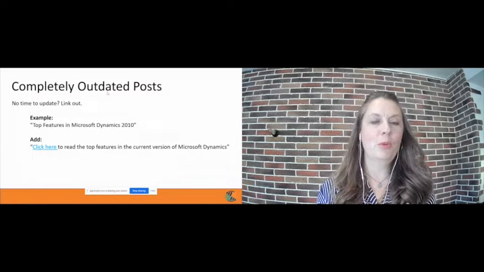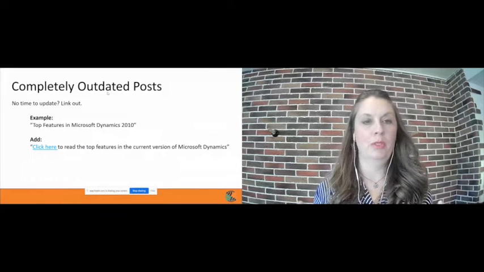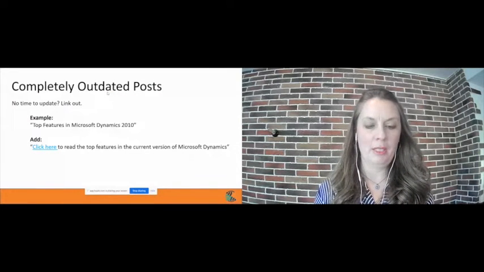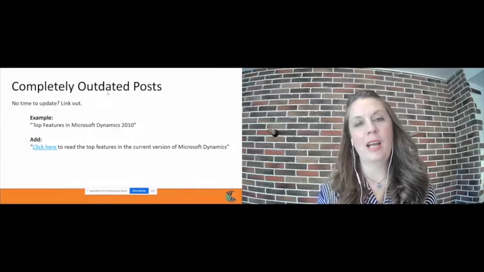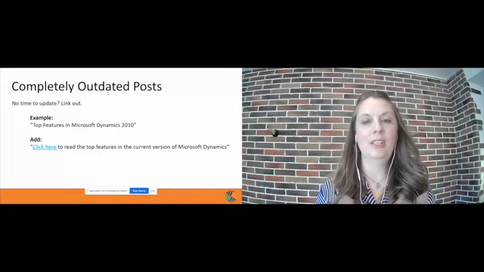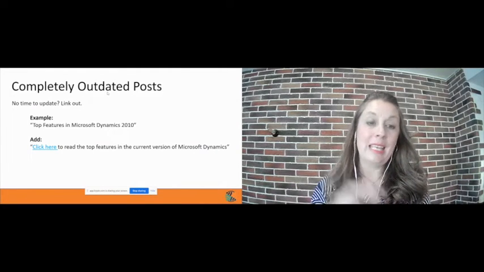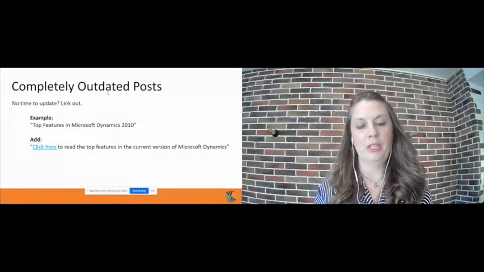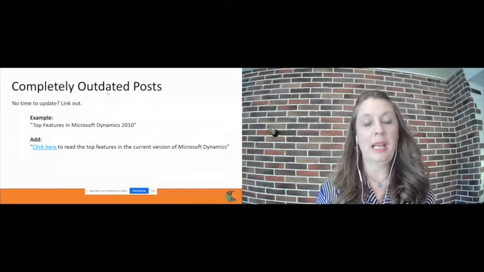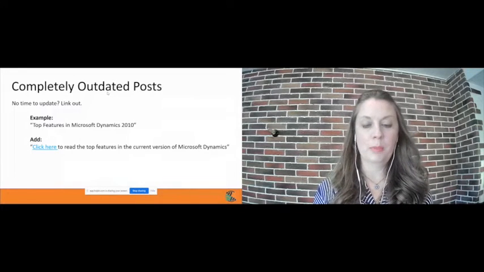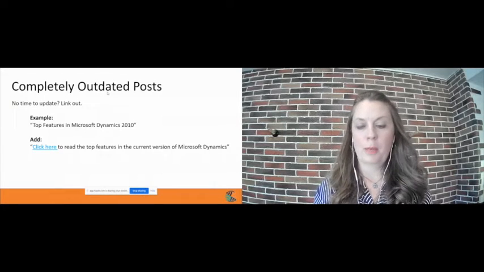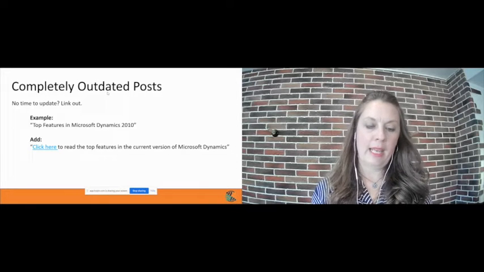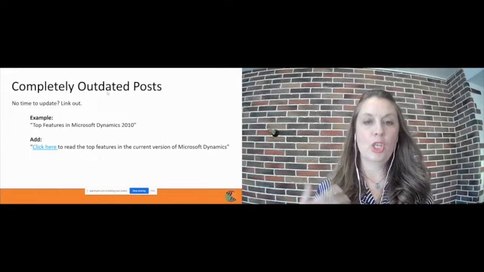Now, what do you do if you have completely outdated posts? There are two options. For example, take this post, top features in Microsoft Dynamics 2010. You're never going to be able to make that new. It's an old product. So the two options are, you can do the easy way, which is just to keep the post as it is and link out to updated information. Who knows? People are still out there using 2010, and they still want to read this post. But at least with a link, you can drive them to new information, maybe offer them your upgrade services or whatever. The second strategy that's more advanced is called URL recycling.